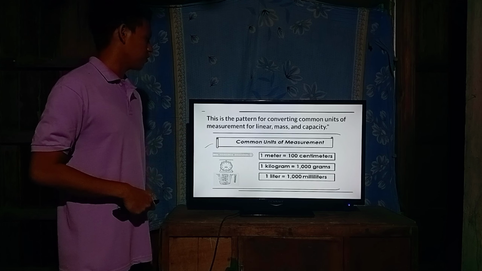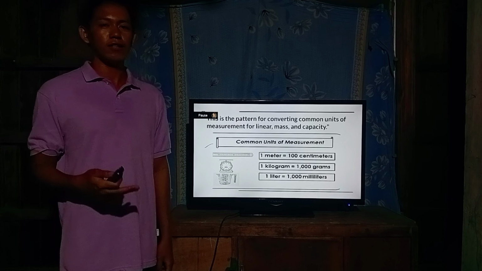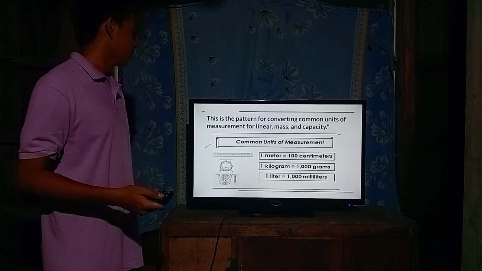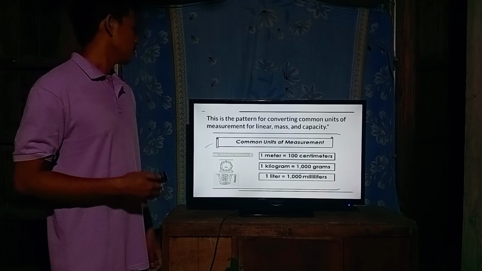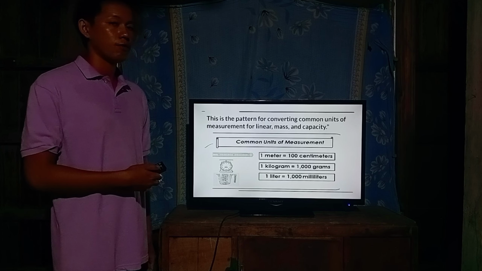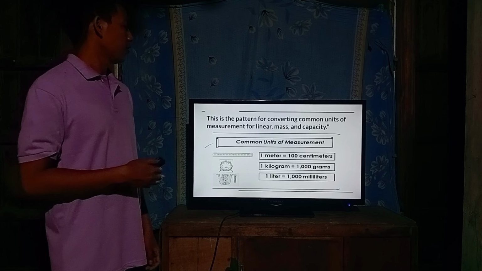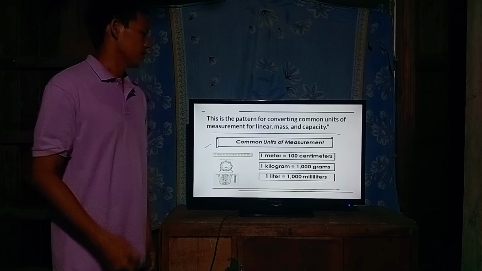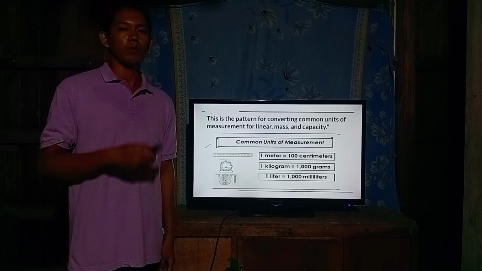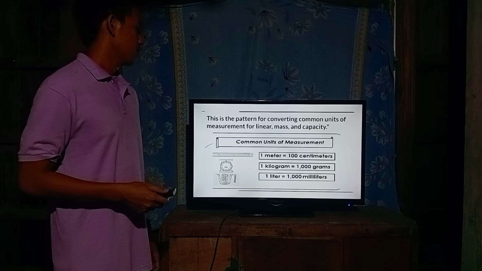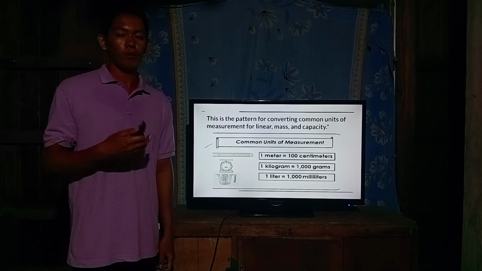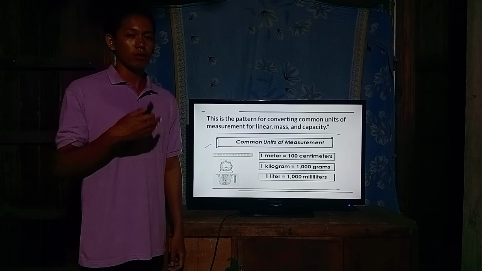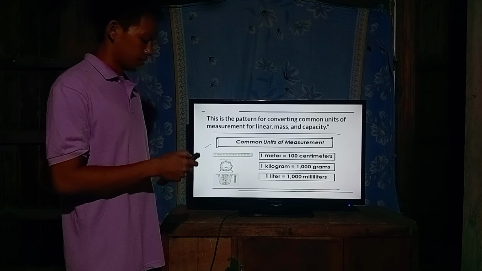So before we proceed to the problems given by Ma'am Argeline, let me go back to the conversion. So this is the pattern for converting common units of measurements. So for linear, mass, and capacity. So common units of measurements. So 1 meter is equivalent to 100 centimeters. And also 1 kilogram is equivalent to 1,000 grams. 1 liter is also equivalent to 1,000 milliliters.